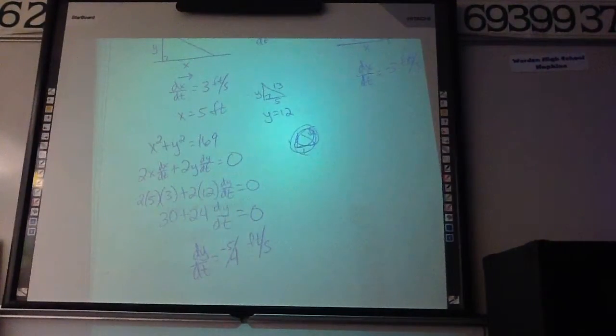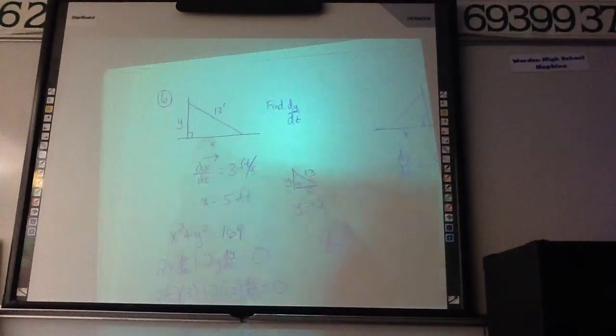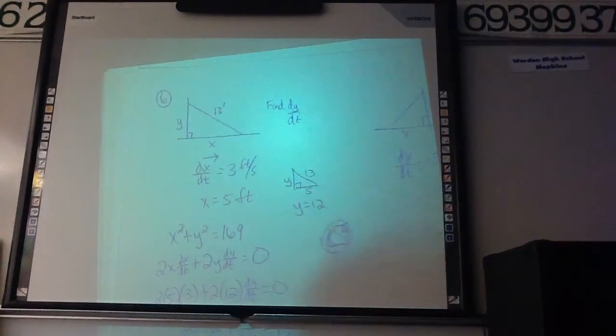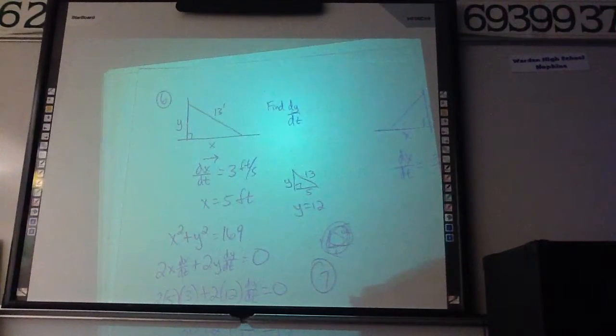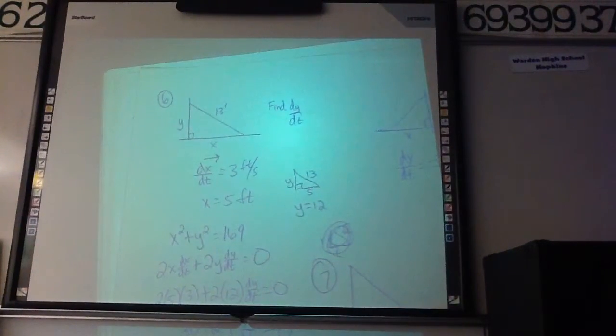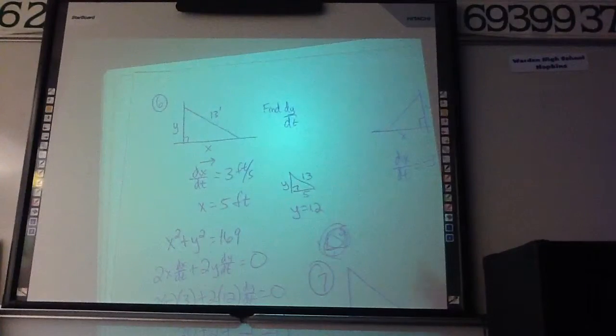Number 7. It's the same problem. You just do it. They're just asking for a different thing. How fast is the angle of elevation of the ladder changing at the instant when the bottom of the ladder is 5 feet from the wall? Are you sure?